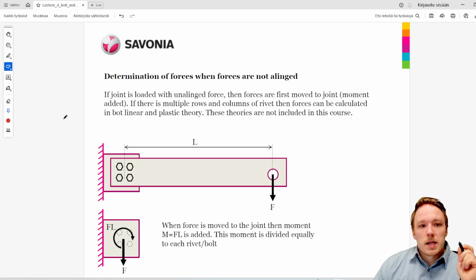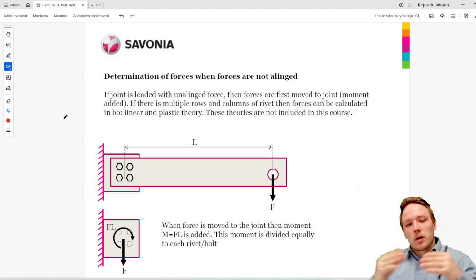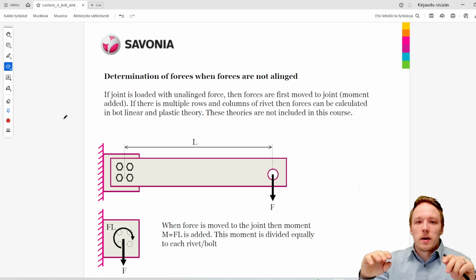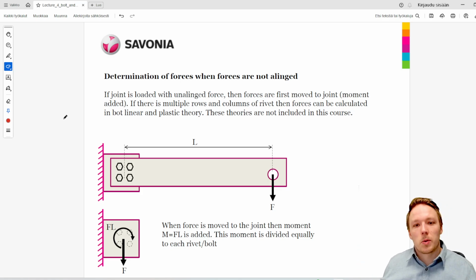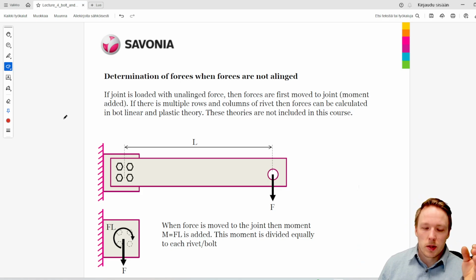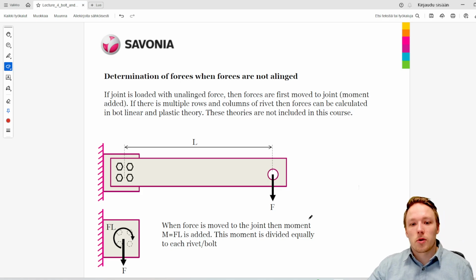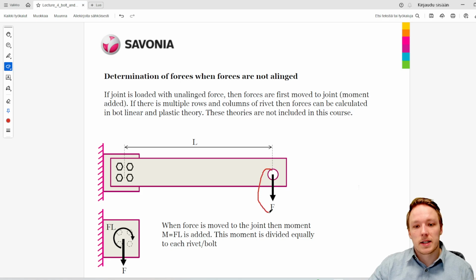Then we have these cases where the forces are not aligned. Up until this point the forces have always been aligned with the connection type, whether it is glue or weld or bolts. But in this case the force is not aligned. Instead the force in this case is affecting over here, and the bolt connection is over here.